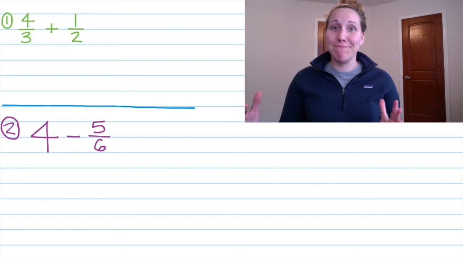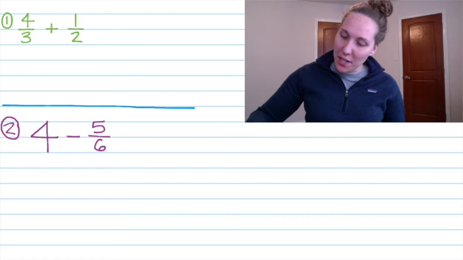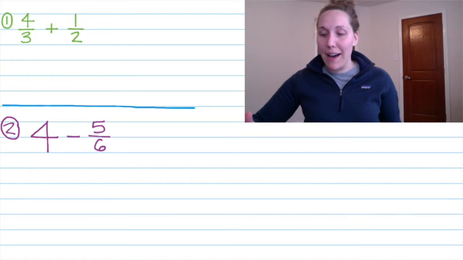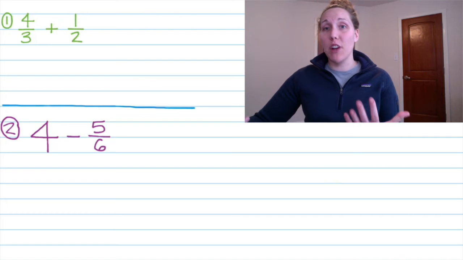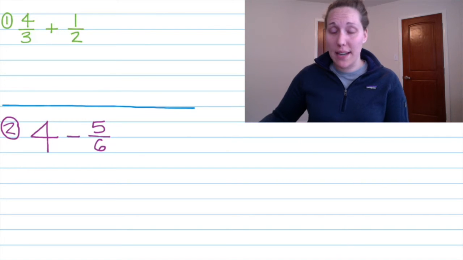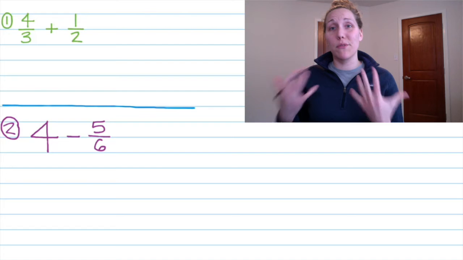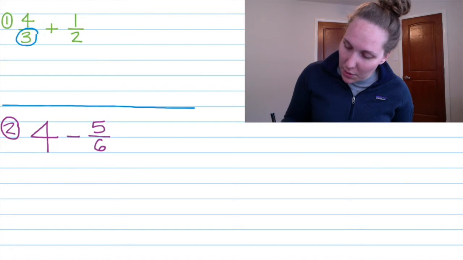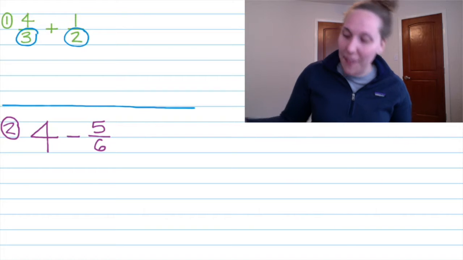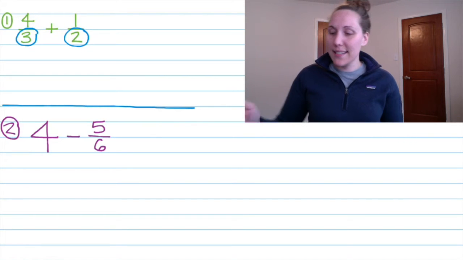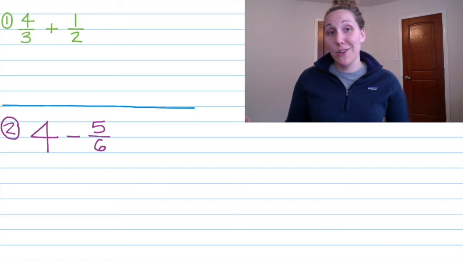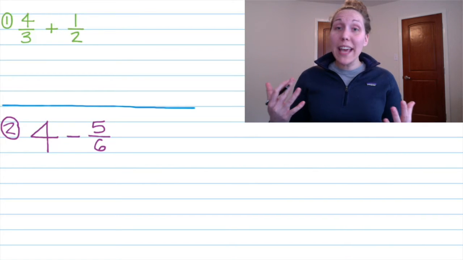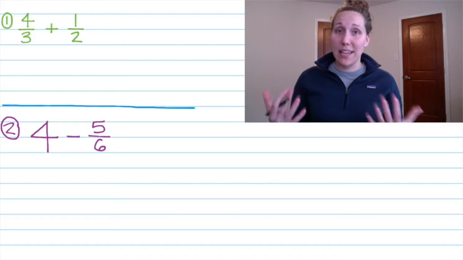So let's get started. All right, let's look at question number 1, and we see we have 4/3 plus 1/2. Unlike the problems we saw before when they had the same denominator, which again is just a fancy word for the number on the bottom of our fraction, here we have two numbers on the bottom of our fractions that are not the same. So they have dissimilar denominators here. So we cannot do anything at this point.